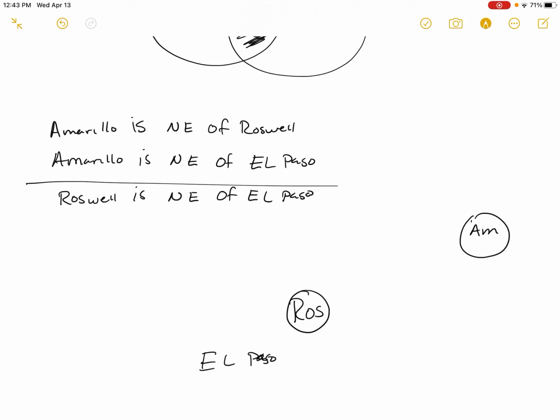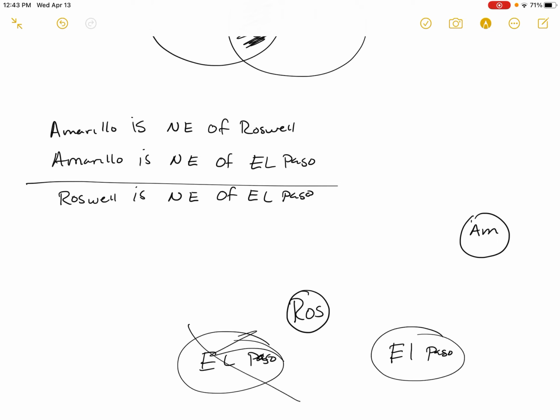If it is out here, if this is El Paso, then definitely Roswell is northeast of that. But did it have to be there? Not necessarily. We have no idea without a map about the relationship. And if I put El Paso right there, what if I didn't put it here? It could be there, but it also could be here, and every statement would be true. Amarillo is still northeast of El Paso. And El Paso is not northeast of Roswell. We wouldn't know that for sure, right? So just knowing that Amarillo is northeast of Roswell and Amarillo is northeast of El Paso, Roswell does not have to be northeast of El Paso. So this is invalid. Invalid because we could draw it in a position where it is not northeast.